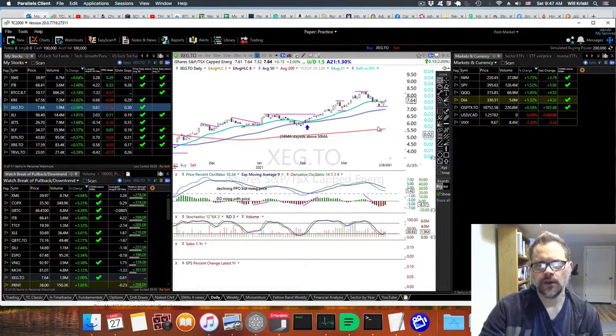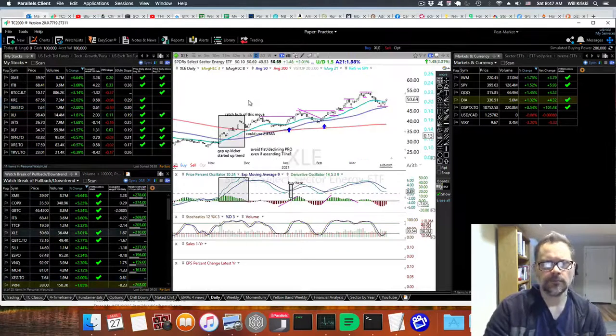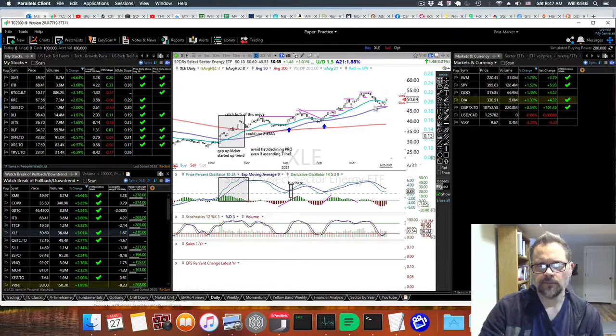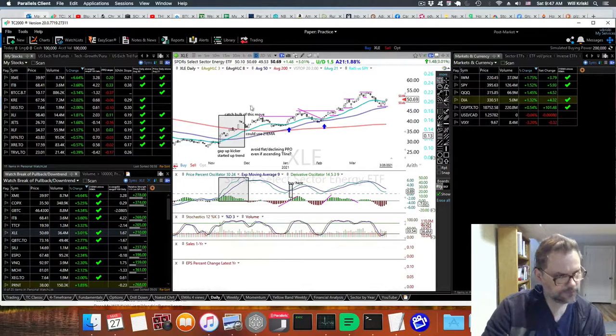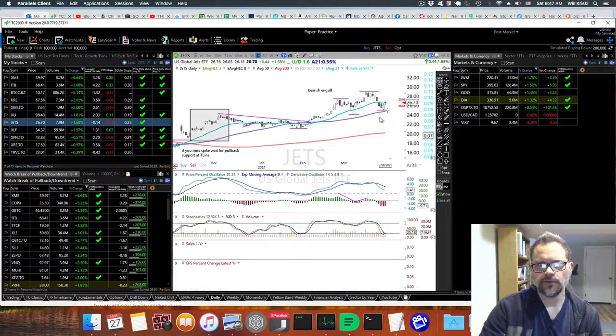The other one, that was financial. This is energy. So we have higher highs and higher lows. We're above the 50. We're now closed above the 21 EMA. So this one's looking really good. This is Canada, but you have XLE in the States. Same sort of thing. Higher highs and higher lows. So a lot of these are reopening plays. Jets, same thing, higher highs, higher lows.